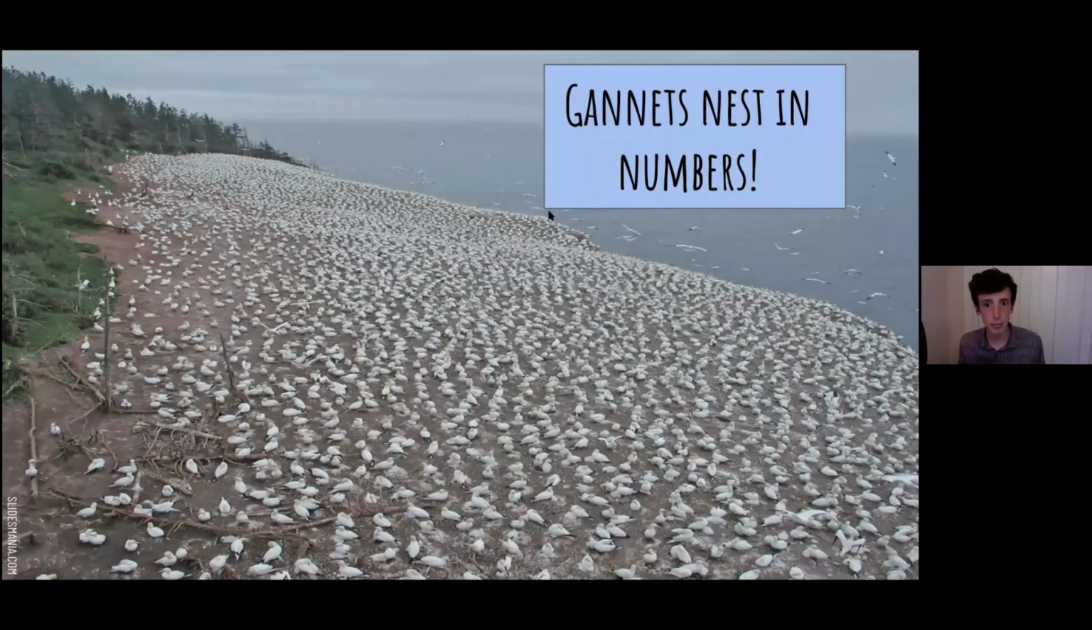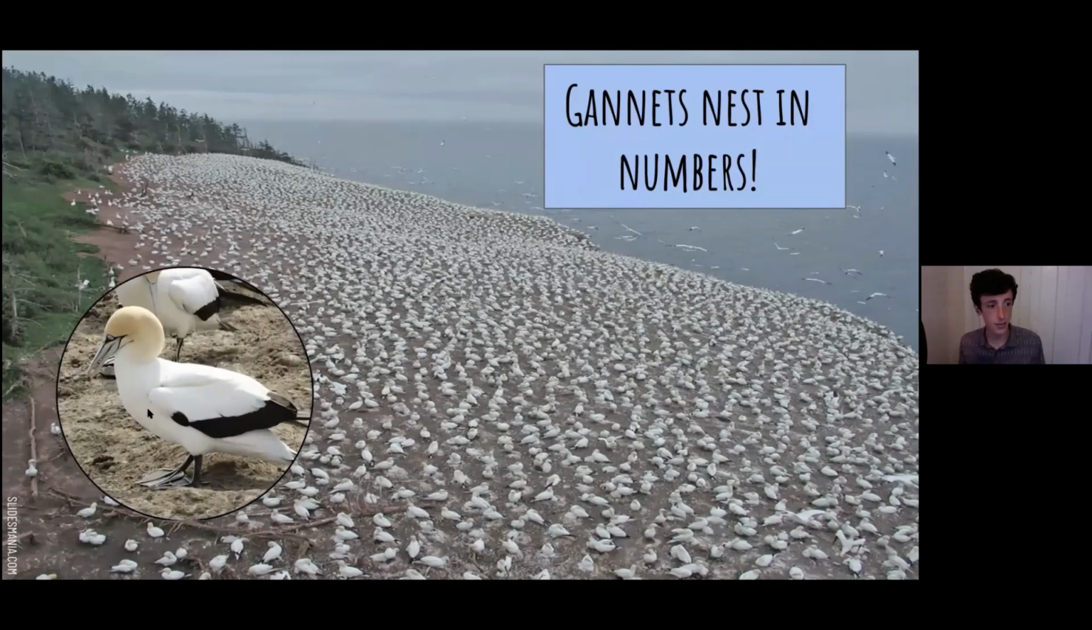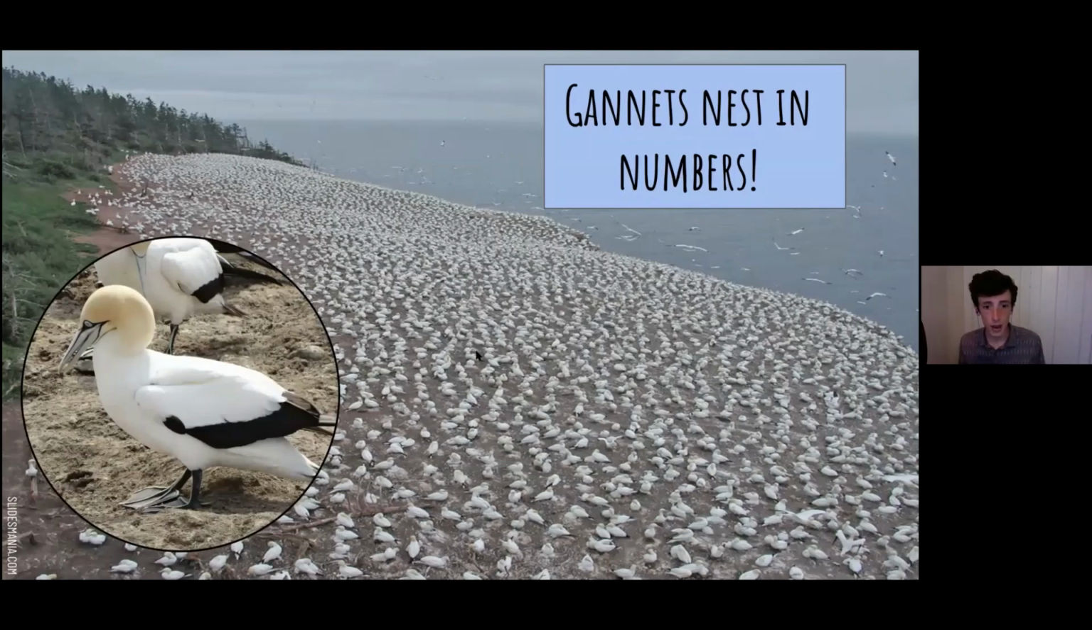Gannets, it's another type of bird that lives near the beach. So these gannets, they nest in numbers, which means there are thousands of these gannets. Look at all of them. Every single one of these little white dots is a gannet, which is a type of bird that looks like this. This is a gannet, and they are all sitting on eggs, like chicken eggs. And they're giving birth to brand new baby gannets. And they nest in big numbers, huge colonies of gannets, thousands and thousands of them. And they all nest on the beach.